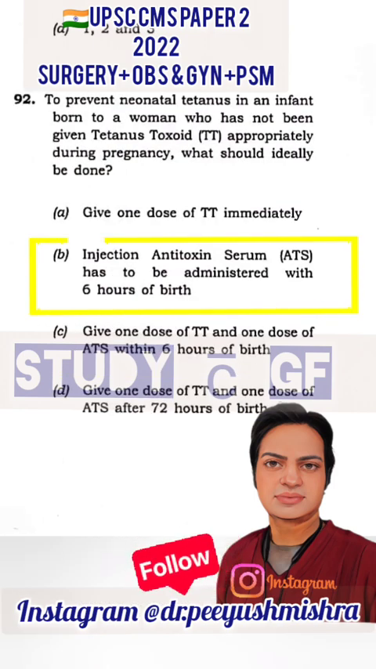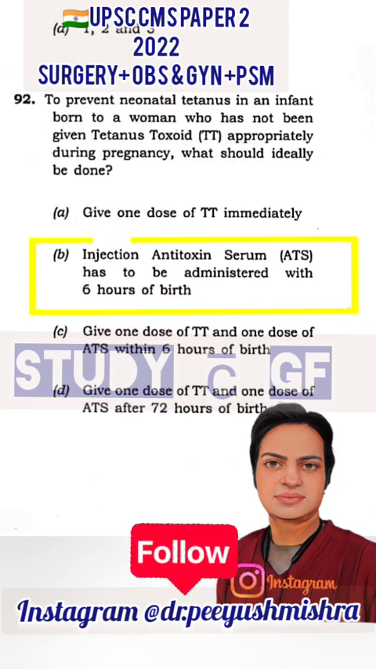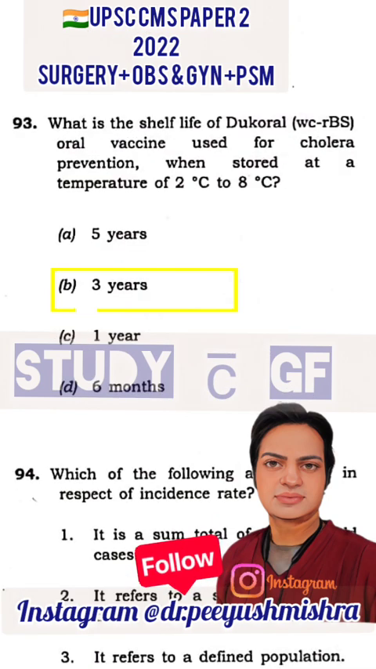To prevent neonatal tetanus in an infant born to a woman who was not being given tetanus toxoid, TT, appropriately during pregnancy, what should ideally be done? Injection antitoxin serum, ATS, has to be administered within 6 hours of birth. What is the shelf life of Dukoral, WCRBS oral vaccine used for cholera prevention, when stored at a temperature of 2 degrees to 8 degrees Celsius?